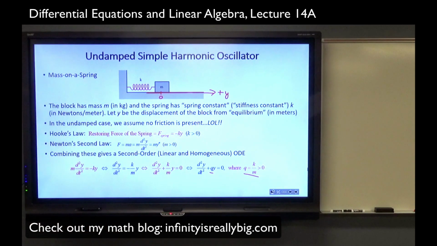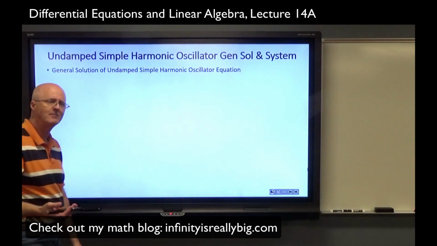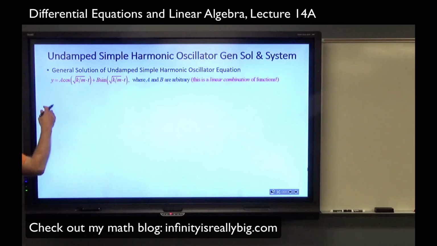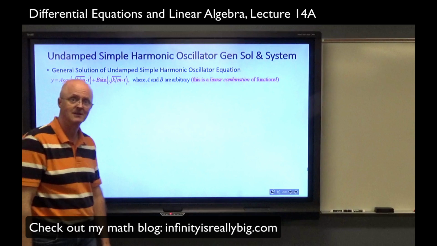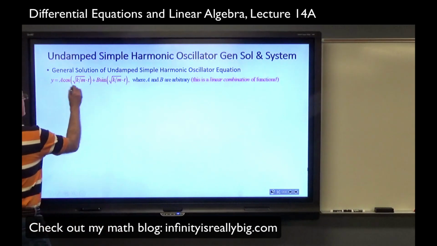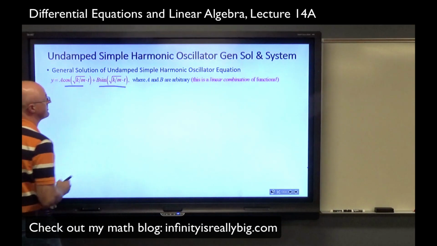So now we want to look at some solutions to this. And we want to note that the general solution in this case, well, it can be found by guessing, but you need to realize that after you've found it by guessing some cosines and sines, you really have a linear combination of two particular solutions to that ODE, cosine of square root of k over m times t and sine of square root of k over m times t.